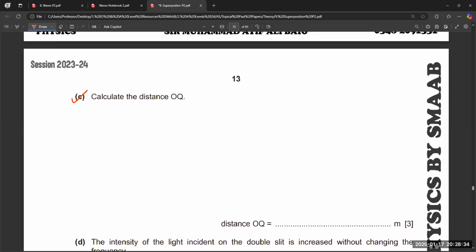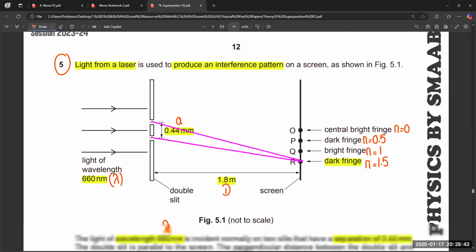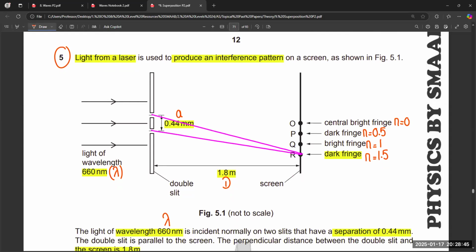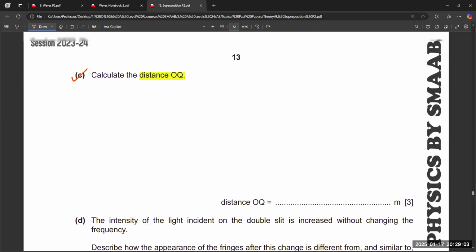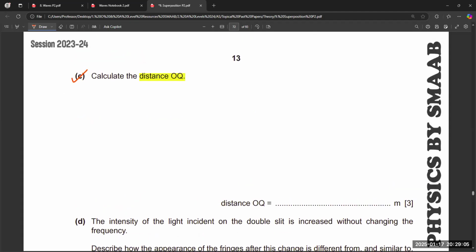Now part C: calculate the distance OQ. In your diagram, OQ means this distance and it is equal to x, because in the whole question x is not given; d, lambda, a, these quantities are given. So we need to find x. You can see you are getting 3 marks for this simple question.